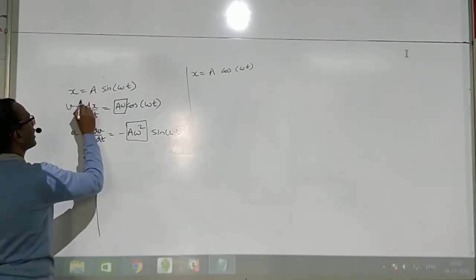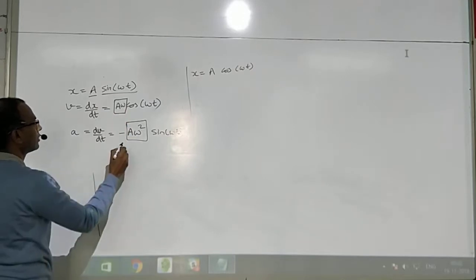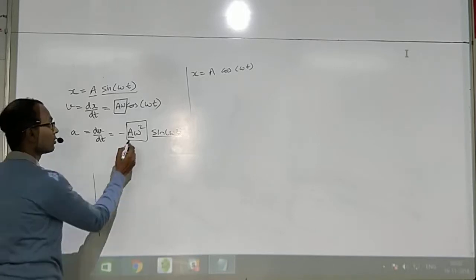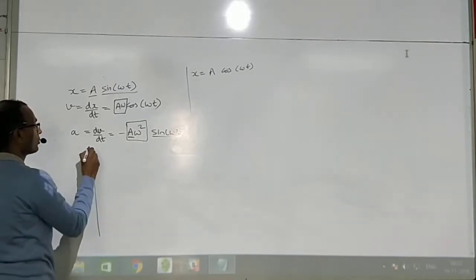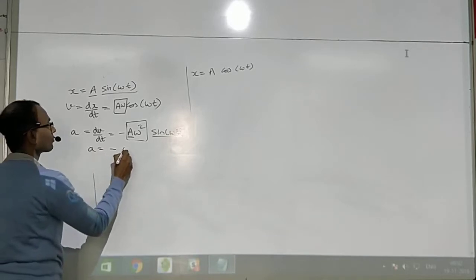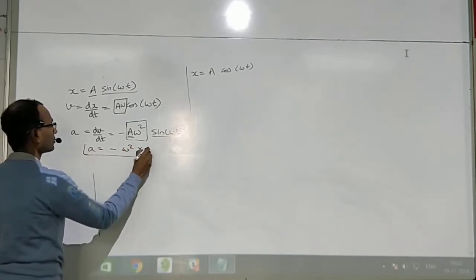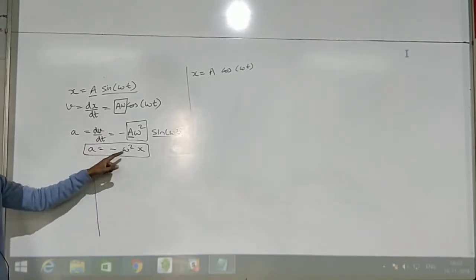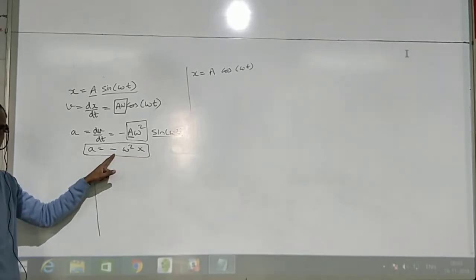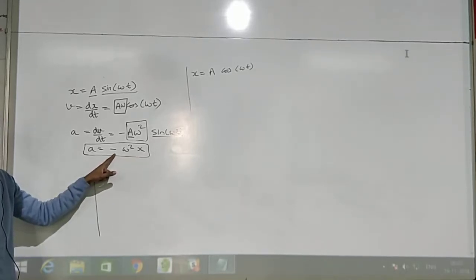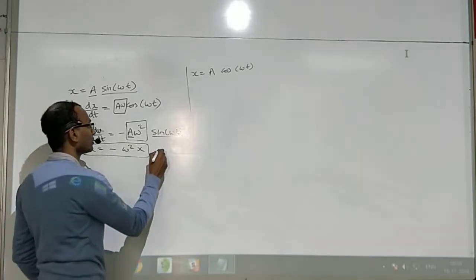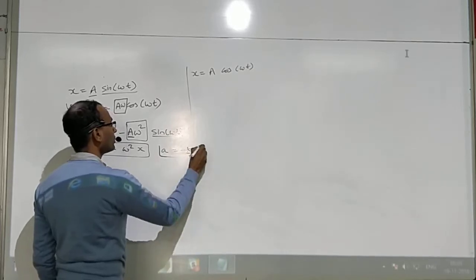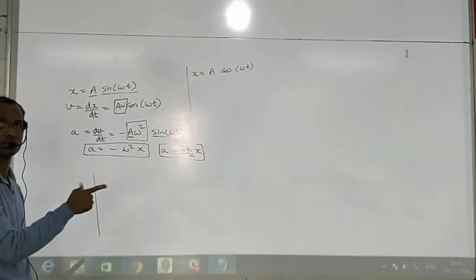I'll show you. See, x is a sine of omega t. You have a sine of omega t here also, and here also. So it becomes acceleration is minus omega squared x. So again, acceleration is proportional to displacement and opposite to displacement because of this minus sign. And if you compare it with the acceleration we already got, minus k by m into x, do you remember this? From the force.